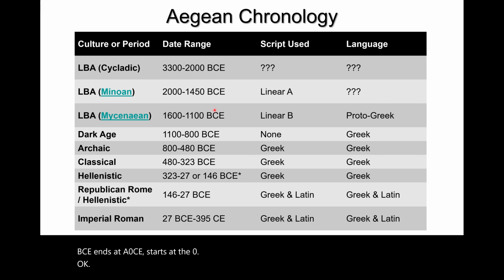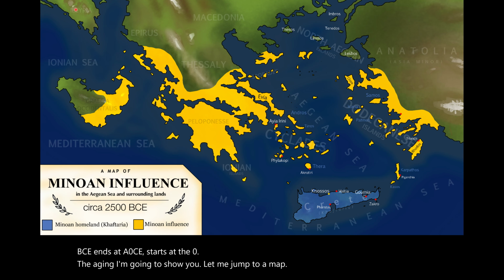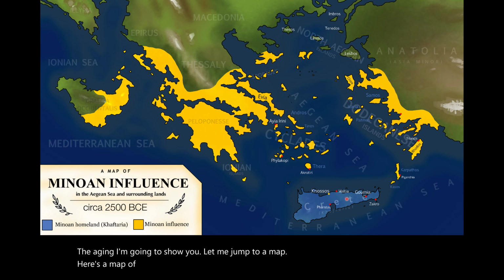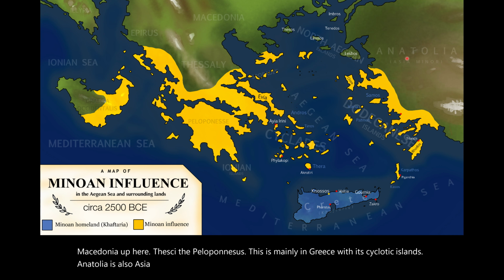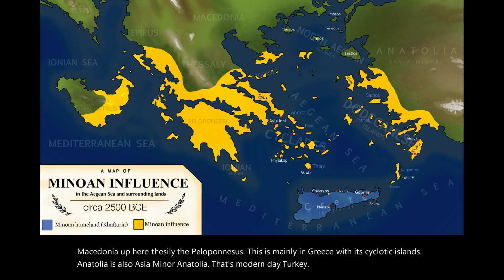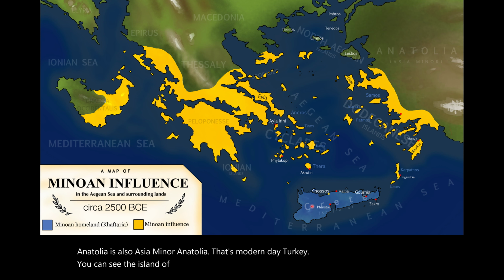The Aegean. I'm going to show you. Let me just jump to the map. Here's a map of the Aegean Sea. This is the Greek peninsula, Macedonia up here, Thessaly, the Peloponnesus. This is mainland Greece with its Cycladic islands. Anatolia is also Asia Minor. Anatolia, that's modern-day Turkey. You can see the island of Rhodes, the large island of Crete.